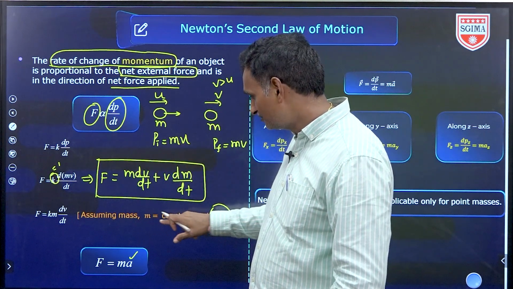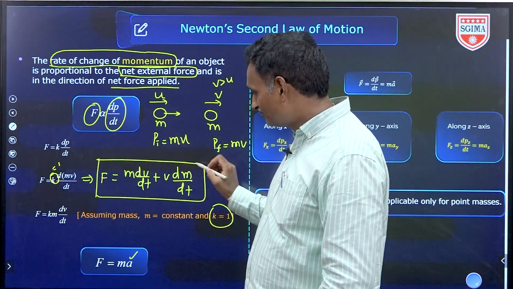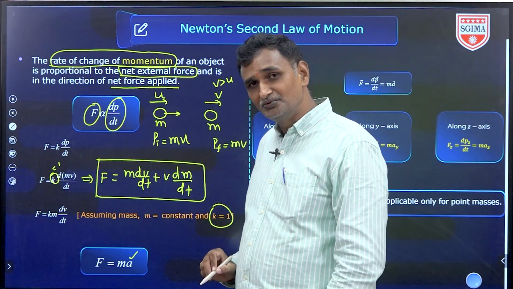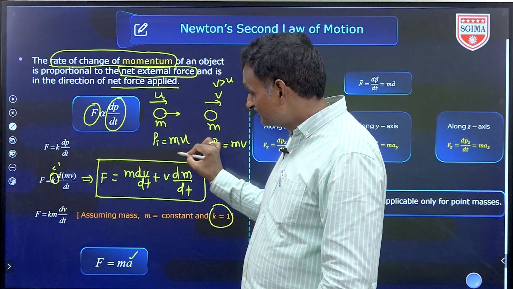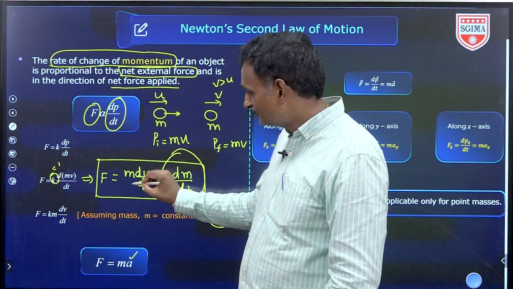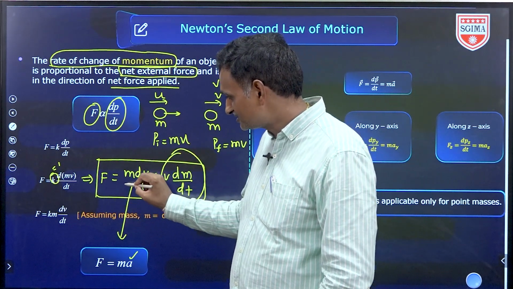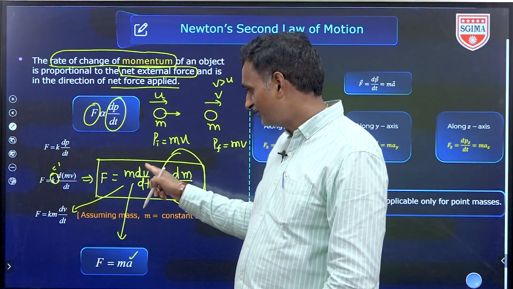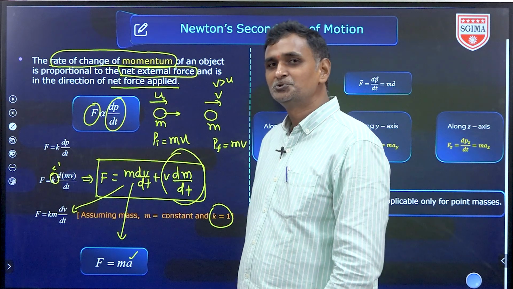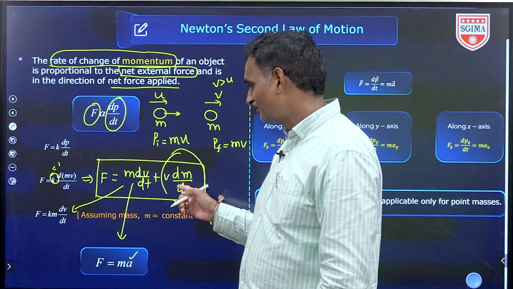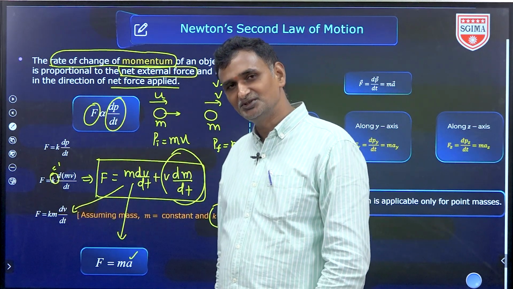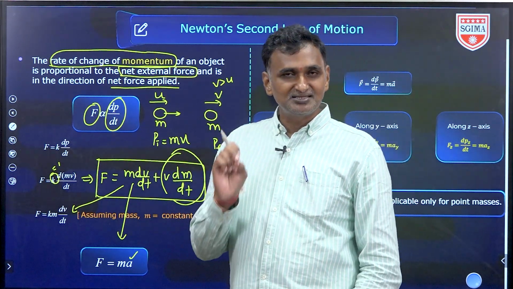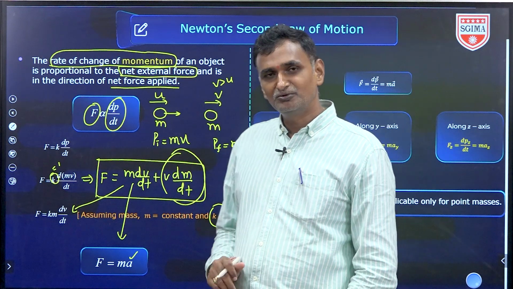What we have taken: mass is constant. Here I am taking mass as constant. Differentiation of a constant gives you 0, so this term becomes 0. Again only this term you get, that is m into dv by dt. There is no problem, you can express the same equation in this term or in that term. But you need to consider that if mass is constant, then dm by dt equals 0.